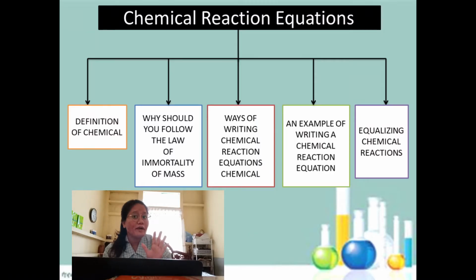There are 5 parts of chemical reaction equations. The first is the definition of chemical reaction equations. The second is why you should follow the law of conservation of mass. The third is ways of writing chemical reaction equations. The fourth is an example of writing a chemical reaction equation. And the last is equalizing chemical reactions.